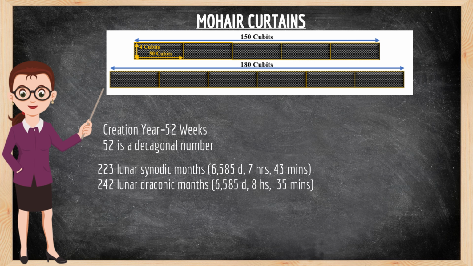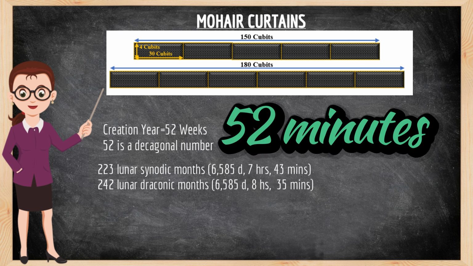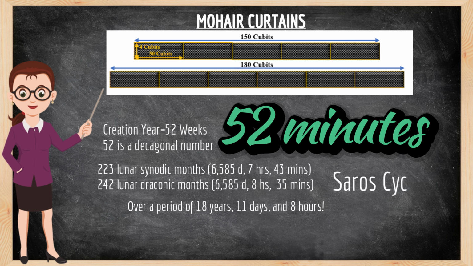223 lunar synodic months is nearly equal to 242 lunar draconic months. Now, a draconic month has to do with the lunar nodes, and I will let you research that independently. I've talked about it some in my other moon videos. The difference between these two intervals is just 52 minutes over a period of 18 years, 11 days, and 8 hours. So this is known as the Saros cycle that predicts eclipses.